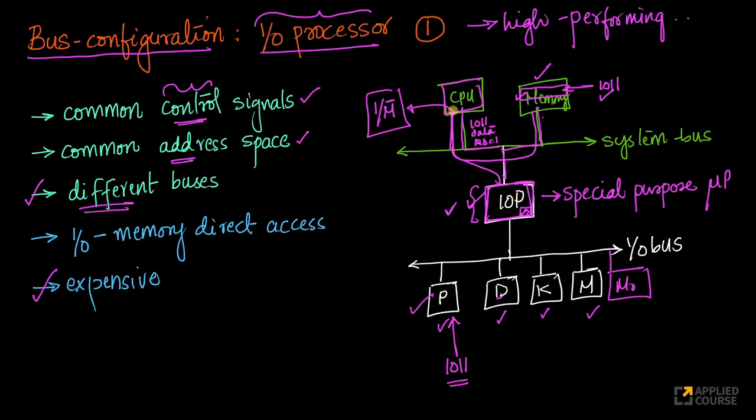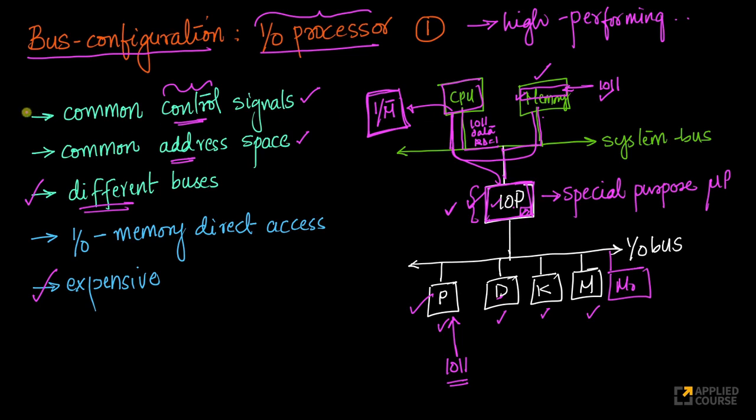If this is set to 0, then the IO processor does not become active. My memory chip becomes active. So there will be one special line here which says which of these two components is active. When the IO processor is active, memory is inactive. When memory is active, the IO processor is inactive. That sort of setup is done between CPU, IO processor and memory.